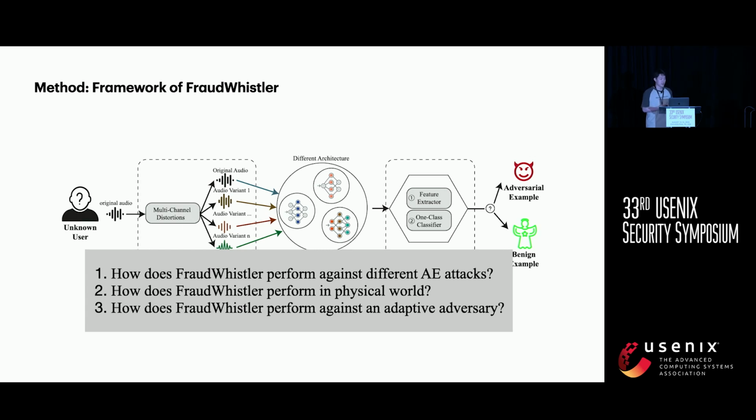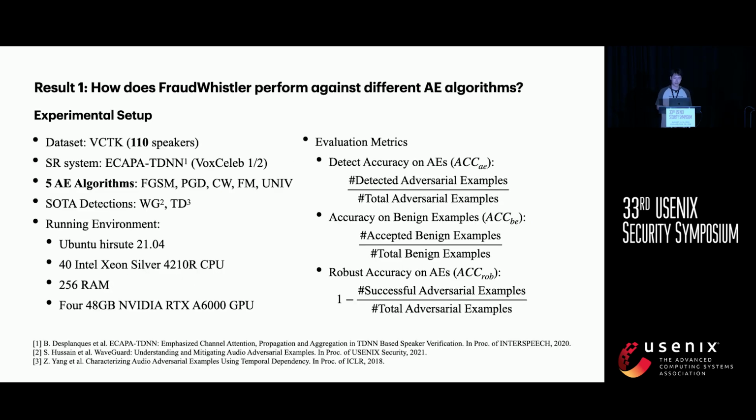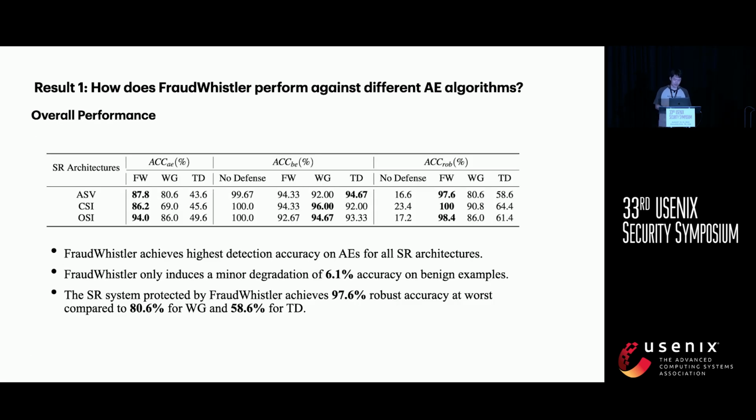So now the question is, how does FraudWhistler perform? We first evaluate FraudWhistler against different attack algorithms. In our experiment, we employ 5 algorithms and define 3 evaluation metrics: detection accuracy on adversary examples, accuracy on benign examples, and robust accuracy on adversary examples. The overall performance is shown in this table. We can see that FraudWhistler achieves the highest detection accuracy and robust accuracy and only induces a minor degradation of accuracy on benign examples.